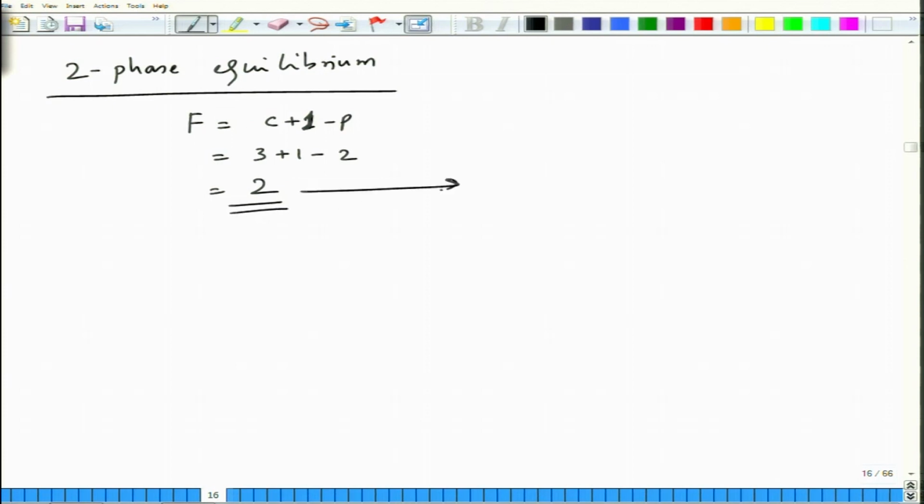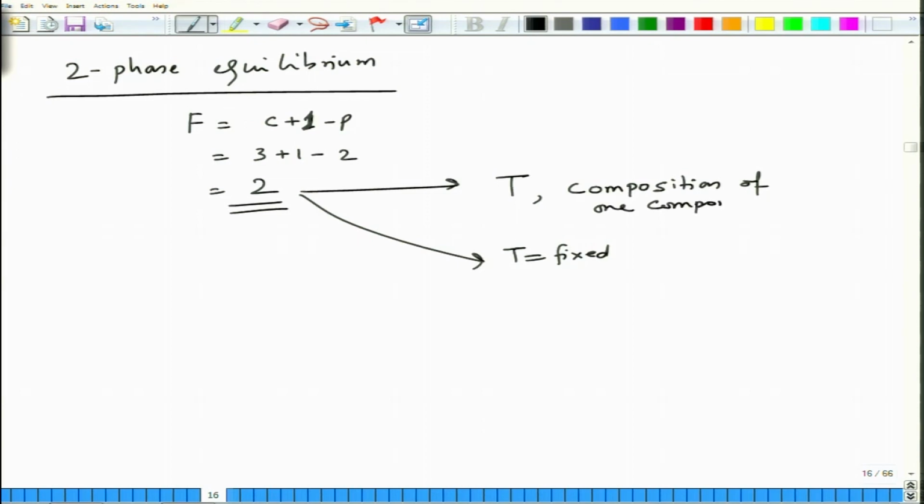So, what are the 2 variables you have? 2 variables that you may have is, one is temperature and second is composition of one component, but a better one would be you fix the temperature. Temperature is fixed and you vary the composition x1 and x2. So, you vary 2 compositions x1, x2, but you remain in isothermal plane. So, this is 2 phase equilibrium.